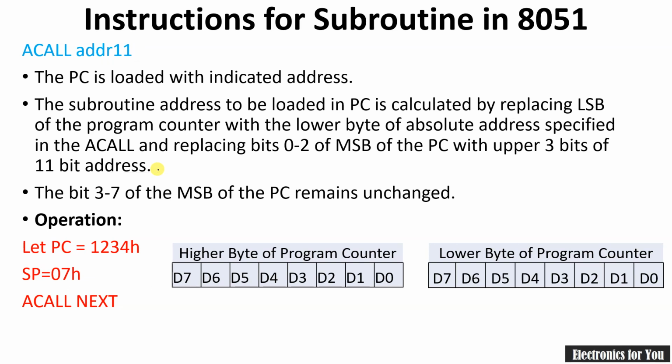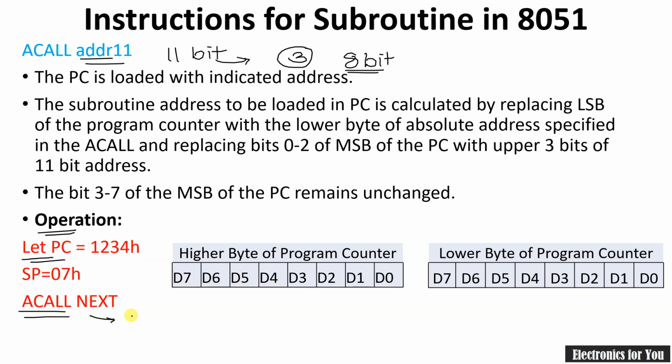Now let me explain it. In the ACALL instruction, the address is 11-bit. This 11-bit address is divided into two parts: the lower byte, that is the lower 8 bits, and the 3 bits which will remain. Now let us assume that the program counter is currently having the value 1234H and the ACALL instruction is there.